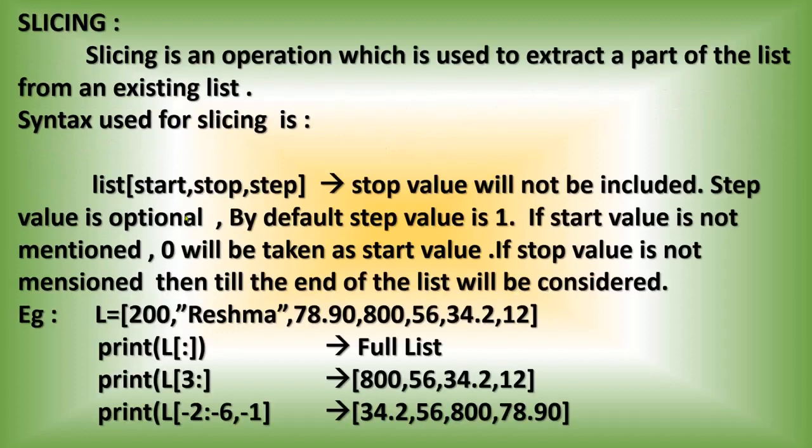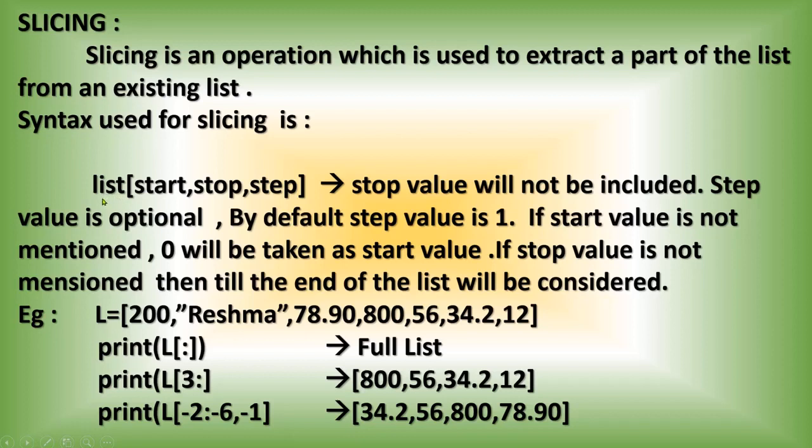And the next type of operation is slicing. Slicing, as we already studied in string, means you are extracting a part of the list from the existing list. See, there are a few examples mentioned over there. Now, L is a list. You can see the example.